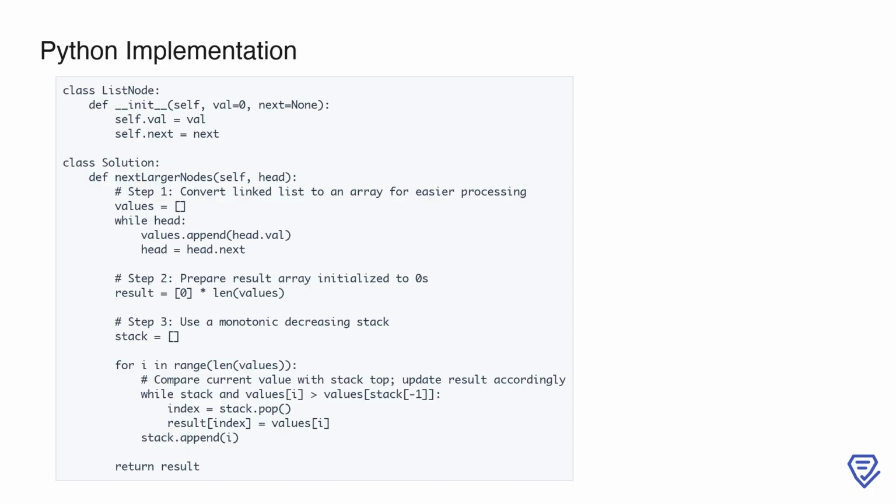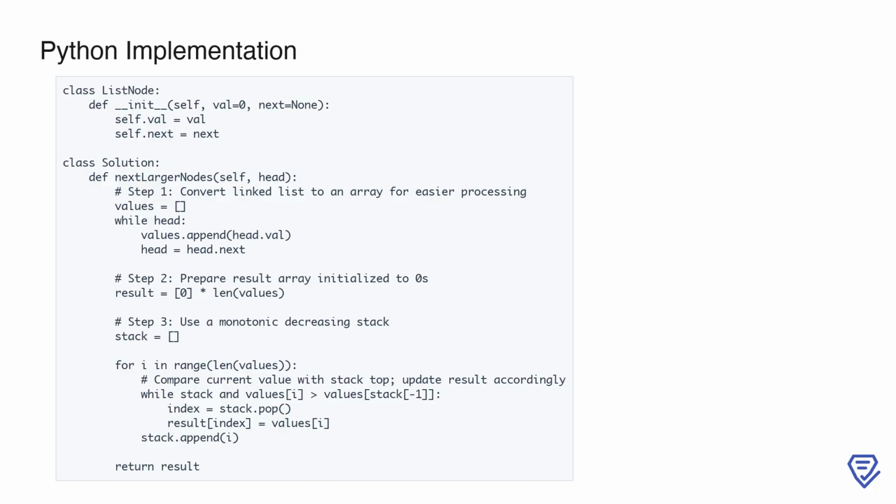For each value in the values array: while the stack is not empty and the current value is greater than the value at the index stored at the top of the stack, we pop the stack and update the result for that index with the current value. Then we push the current index onto the stack for future comparisons.